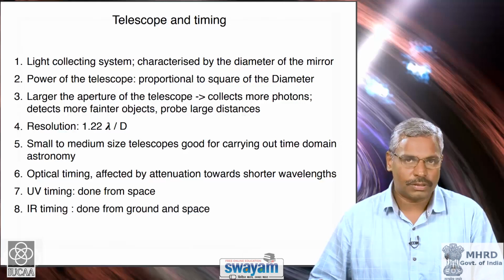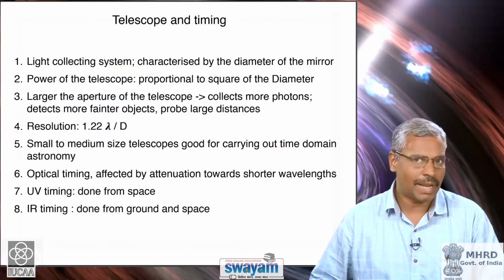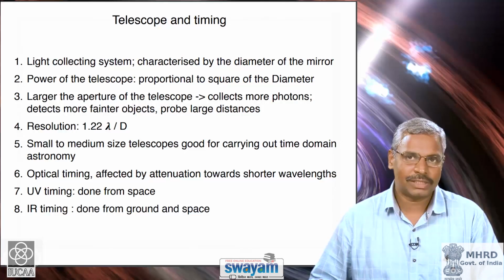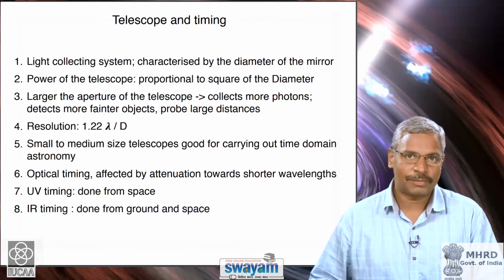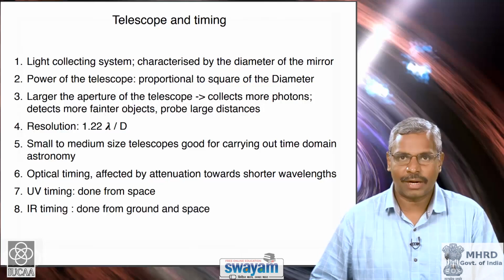If you talk about optical timing observations, this is affected by the attenuation of the light, and this increases towards shorter wavelength. UV timing can be done from space, and IR timing can be done both from ground as well as from space.